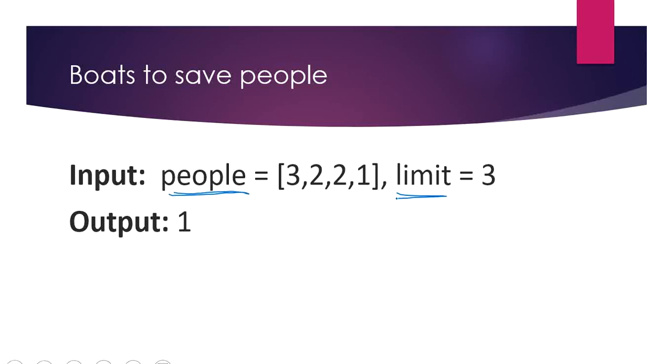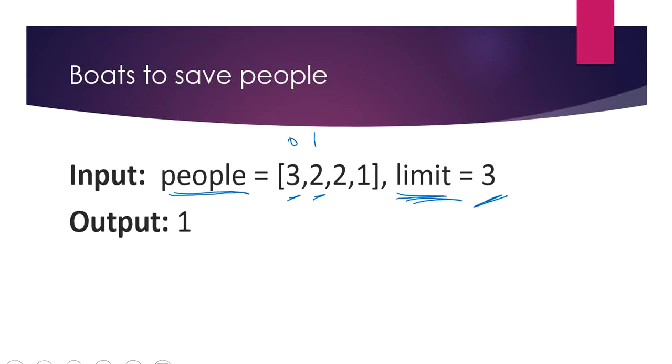The people array represents the weight of the people. That is, the ith place denotes the weight of that particular person. For example, the 0th person's weight is 3 and the first person's weight is 2. And we are going to send boats to save these people. The conditions given are that the maximum capacity of a boat, that is the maximum weight a boat can hold, is denoted by limit, which in this example is 3.